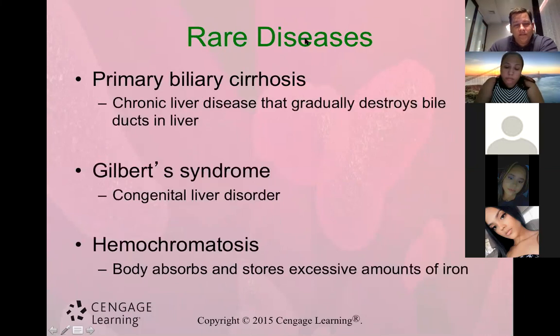Rare diseases in these organs, liver, pancreas, gallbladder, are, for example, primary biliary cirrhosis, a chronic liver disease that gradually destroys bile ducts in the liver. Gilbert syndrome, a congenital liver disorder. Hemochromatosis, when the body absorbs and stores an excessive amount of iron.